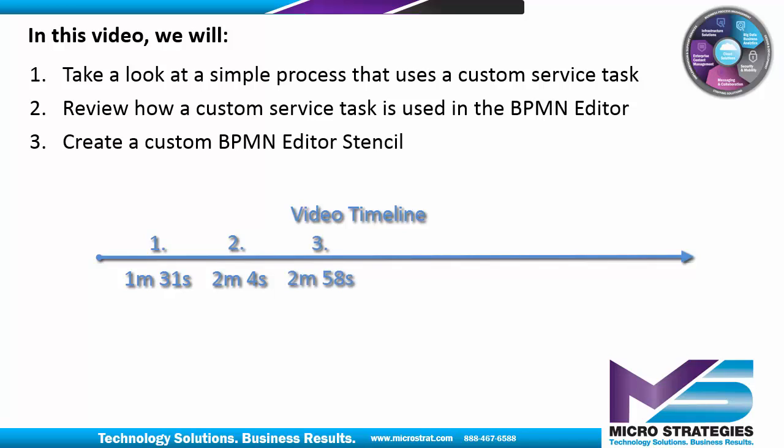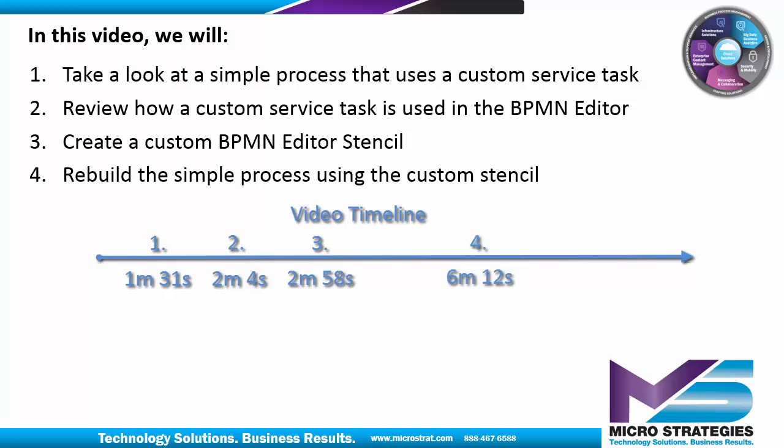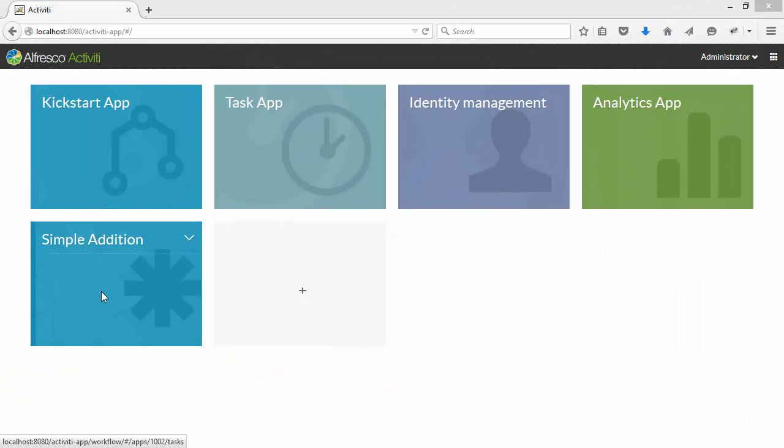Next, we will create a custom stencil that utilizes the same Java code, but creates an abstraction layer, so process designers do not need to know anything about the underlying code. Finally, we will rebuild the same simple process using the custom stencil. It is worth noting that once this stencil is created, it can be reused across many process models. So let's look at the process we'll be using.